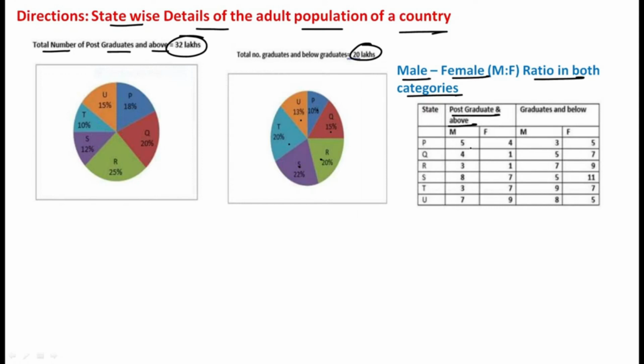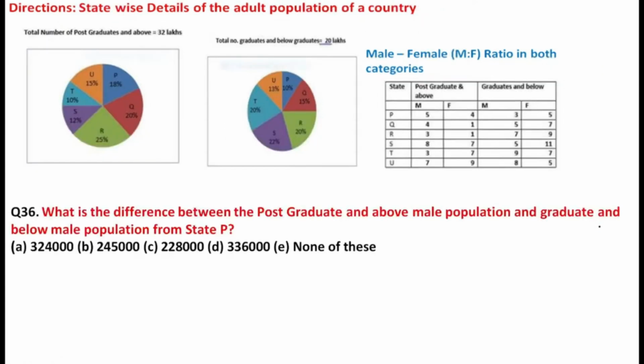For postgraduates and above, they gave the ratio of male to female as 5 is to 4. In the same way, for graduates and below, they gave a ratio of male to female. That is the information. You just check whatever data is given in the DI part. Now go through question number 1.